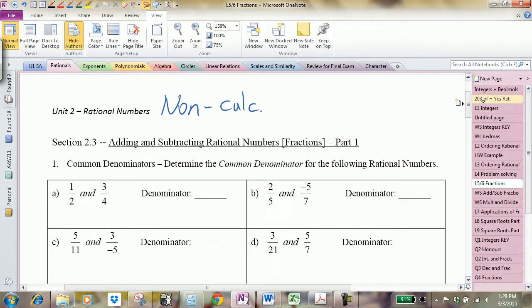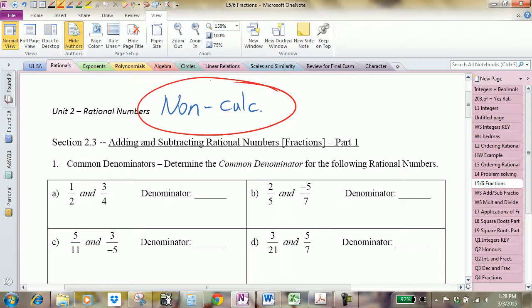Okay, so first thing we're going to do is look at our fractions. We have to know our fraction skills, non-calculator. We can use the calculator to help us, but don't use your ABC button.